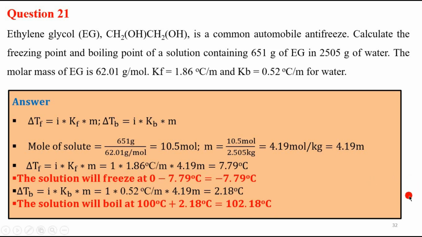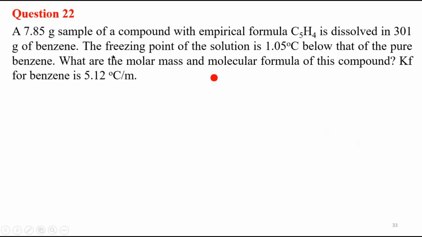That was question 21. Let's see question 22. Question 22 is saying a 7.85 gram sample of a compound with empirical formula C5H4 is dissolved in 301 grams of benzene. That means that we have the mass of the solvent, benzene.